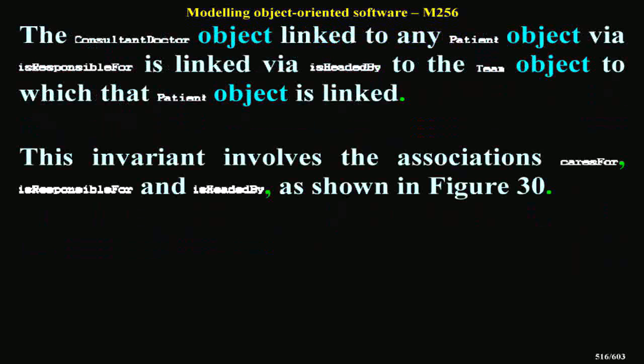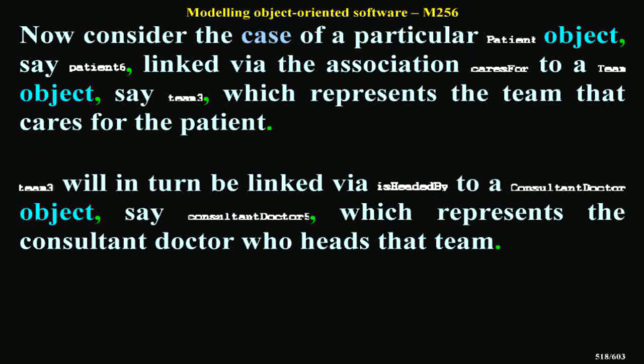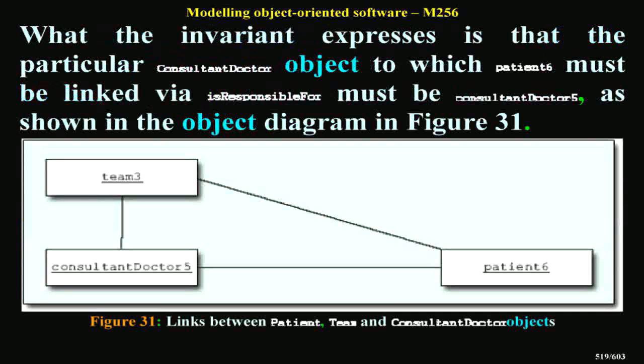The object linked to any object via is linked via to the object to which that object is linked. This invariant involves the associations, and, as shown in Figure 30, extract from the hospital system class diagram. Now consider the case of a particular object, say, linked via the association to an object, say, which represents the team that cares for the patient. Will in turn be linked via to an object, say, which represents the consultant doctor who heads that team. What the invariant expresses is that the particular object to which must be linked via must be, as shown in the object diagram in Figure 31.